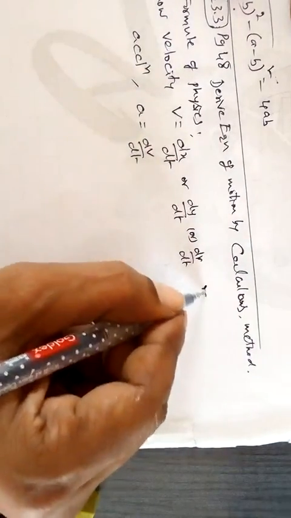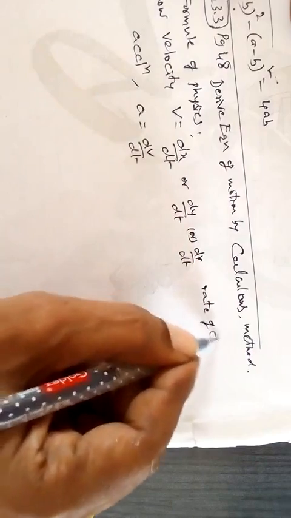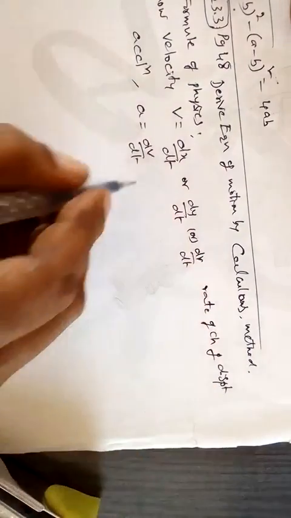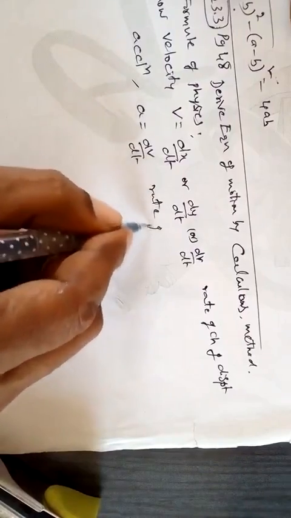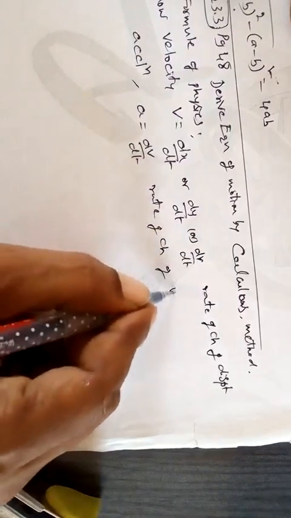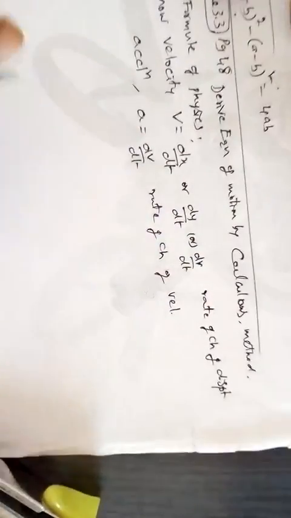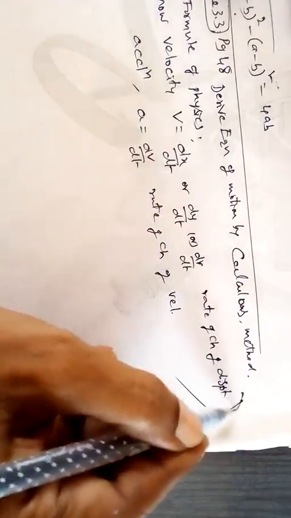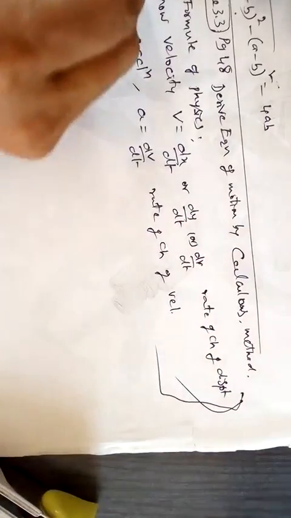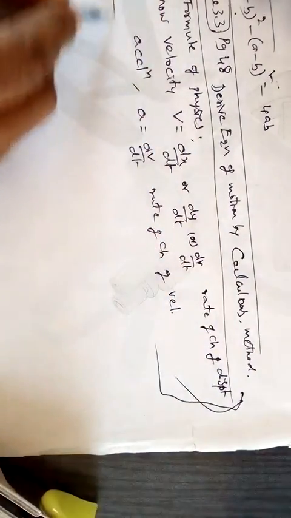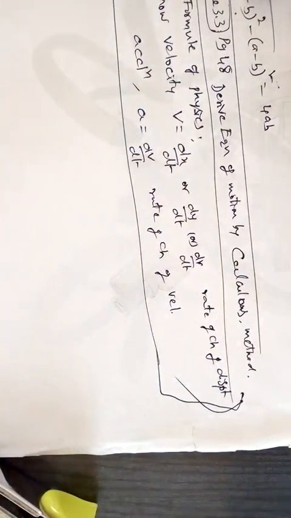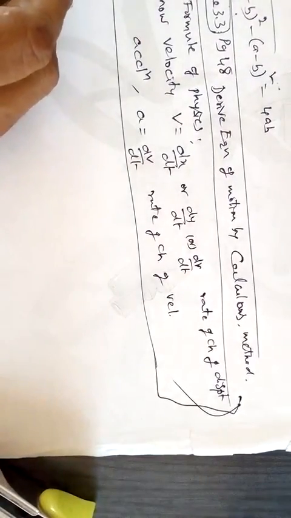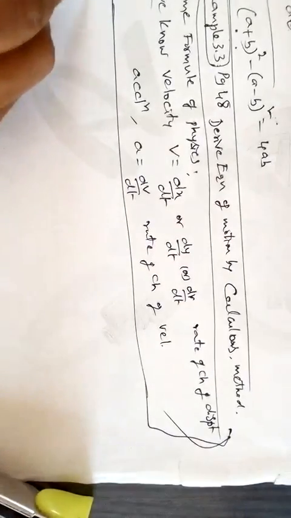What is the meaning here? Velocity is the rate of change of displacement, and acceleration is the rate of change of velocity. You must know these formulas for velocity and acceleration, because we are going to use them in this derivation. So first we derive the first equation.